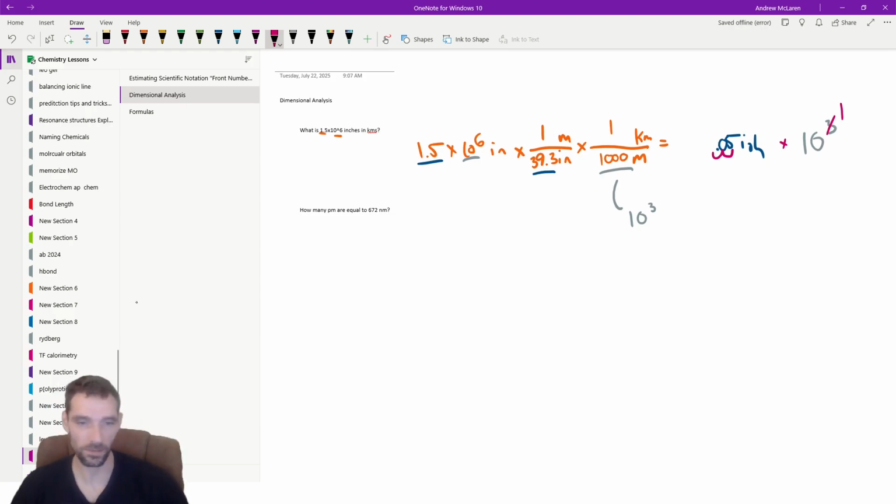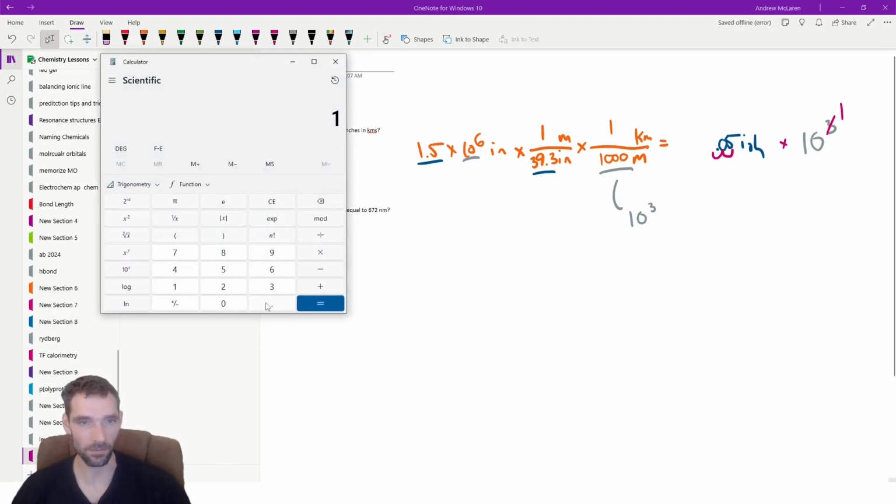So if we look at the actual calculation on this problem, you can see we've got 1.5 times 10 up to that 6th power, divide that by 39.3, and then we can divide that also by 1,000. And we get, yeah, pretty close to what we're trying to do.